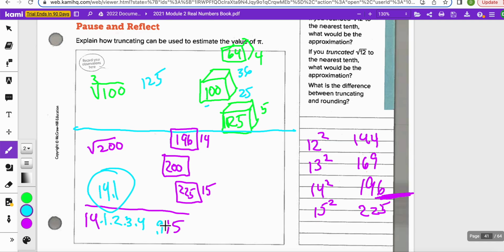Okay, so here again is all about estimating non-perfect squares. So these all end up being irrational numbers. Non-perfect squares are irrational numbers.